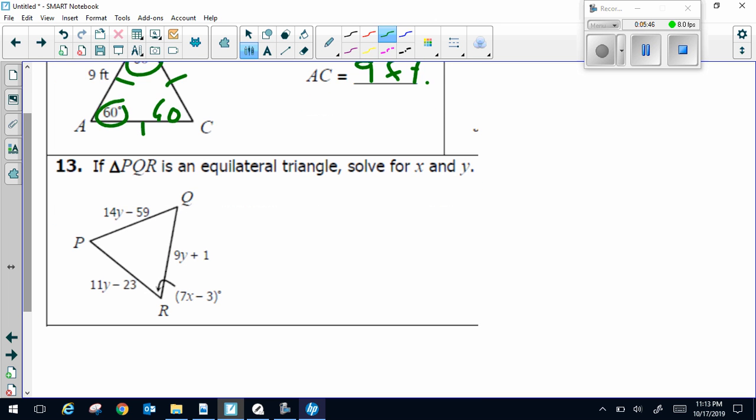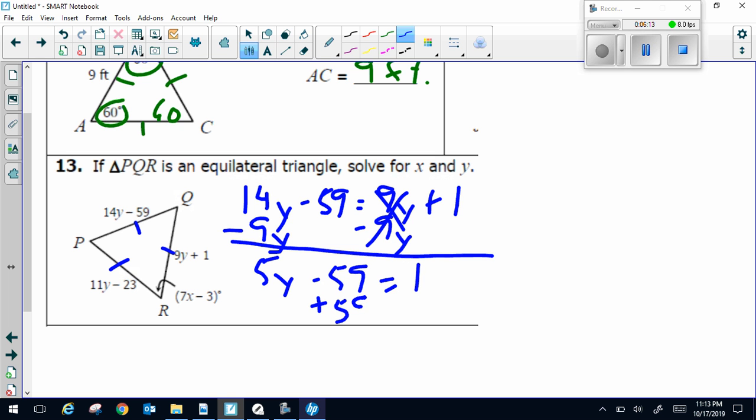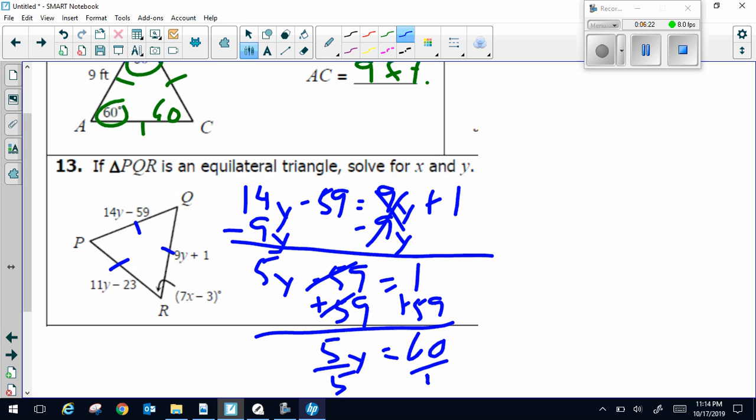All right. And in the last example, they're telling me that this is an equilateral triangle. So that means all three sides are congruent, which means I can take any of the sides and just set them equal to each other. So 14y minus 59 equals 9y plus 1. So we'll go ahead and solve for y first. Add that 59 over, add that over. So you get 5y is equal to 60. So when you divide by 5, you get that y is equal to 12.